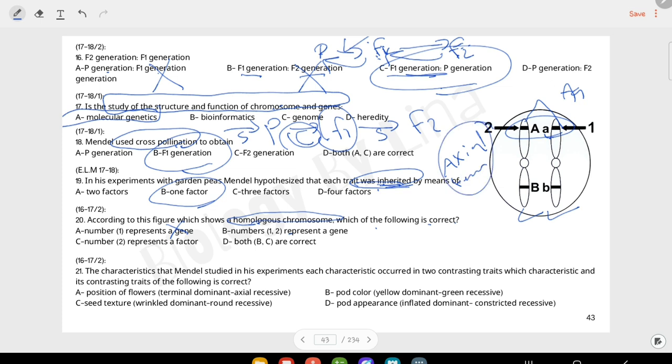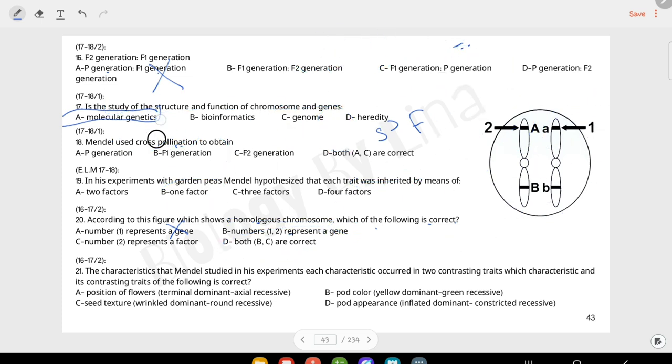For flower position, we have axial and terminal, for example. So we can say this gene is responsible for the flower position, and because both of the letters are the same, we say they are alleles for the same gene. So yes, this is correct. Both of them are named as gene. And number 2 represents a factor. Yes, number 2 only or number 1 only, it represents allele or factor. So this is also correct. So the correct answer will be D.